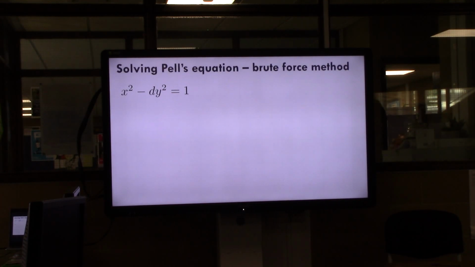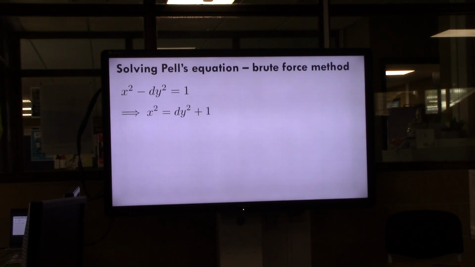So there are many ways you can go about solving Pell's equation. The first one is called the brute force method, and I think some of you might be able to guess what this means. Does anyone have any idea how, if we were given d, we could solve this? Yeah? Just plug in numbers in a sequence and see which ones work. Perfect, yeah.